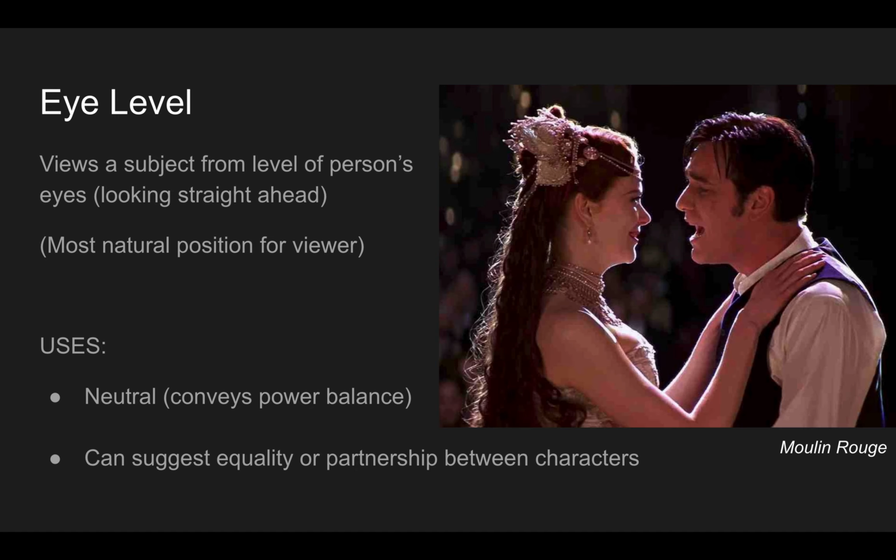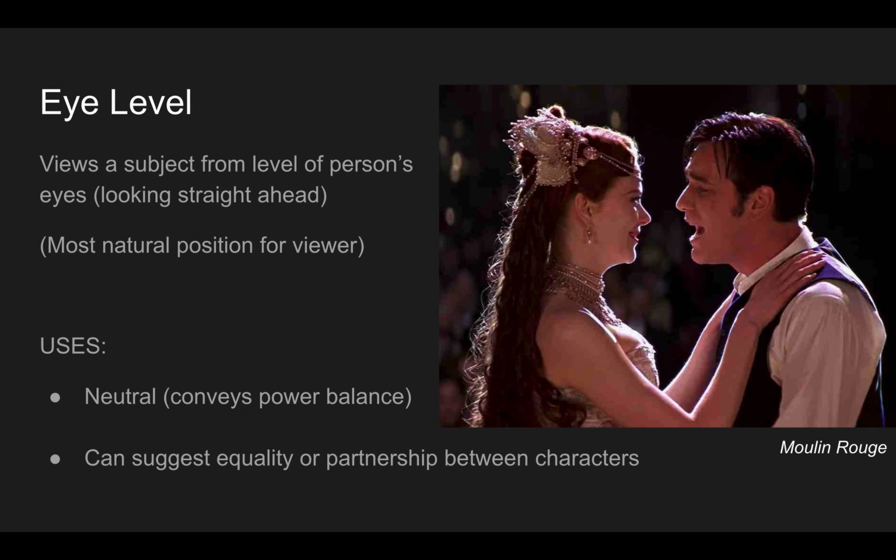Another way of understanding eye level is if you've got two or more characters in the frame, and their eyes are level. This is kind of the most natural position for the viewer, and because of that, there's a sense of stability. Okay? If we're looking up at something, or looking down at something, that's not necessarily a natural viewpoint. And so anytime we change that natural viewpoint, we call attention to something else going on.